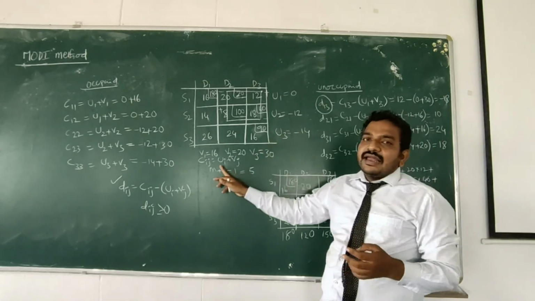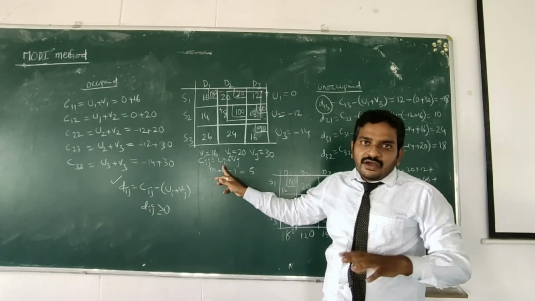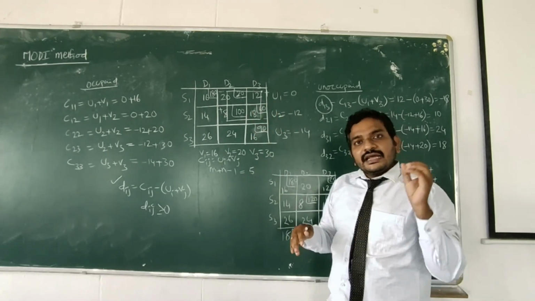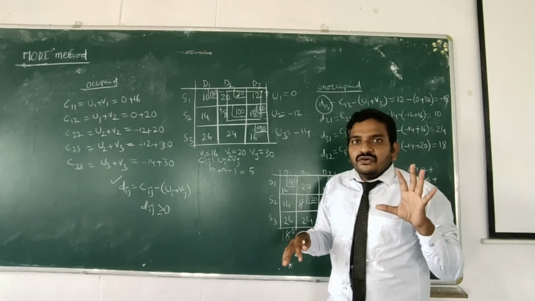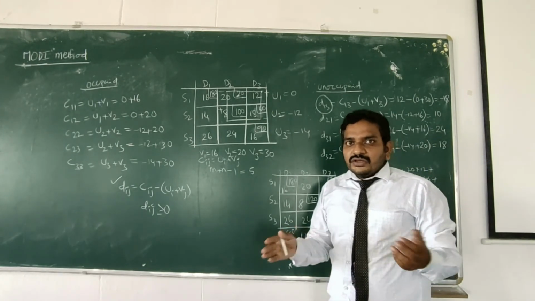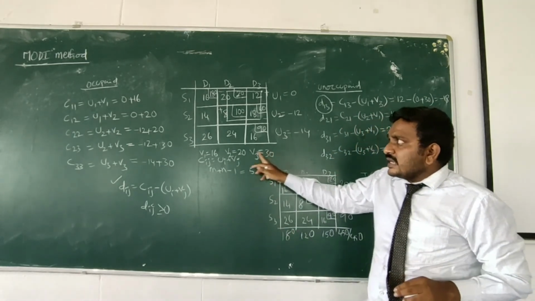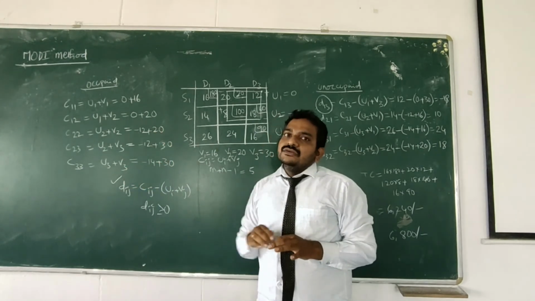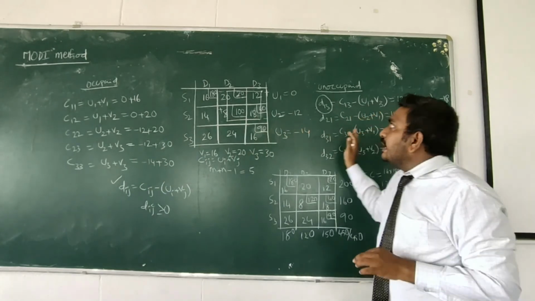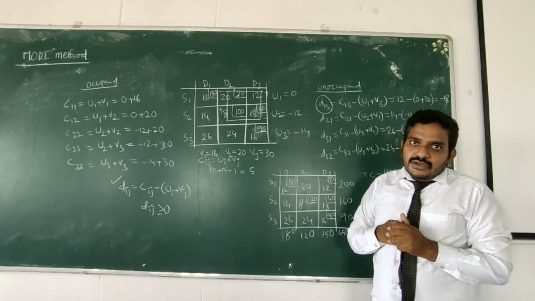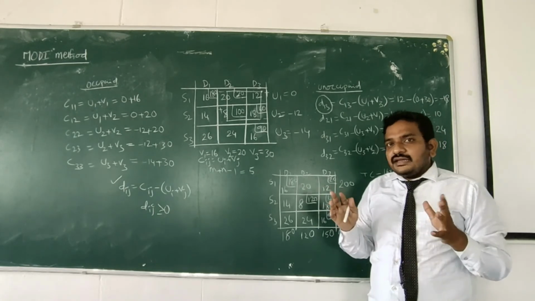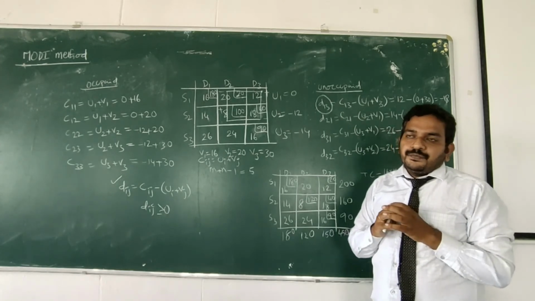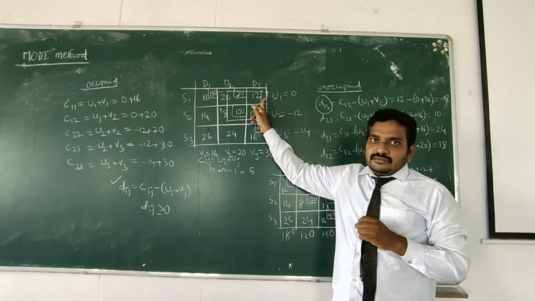Firstly, find the u, v values for all the rows and columns you have. Simply, initially u1 equals 0, or where there is a maximum of allocations, put the corresponding v or u value as 0 for calculation purposes. You can prefer either way. After this, calculate the occupied cell Cij values. From the Cij values, calculate the unoccupied cell values. From the unoccupied cells, if all are positive, then stop. If not, select the largest negative value. That would be the entering cell.